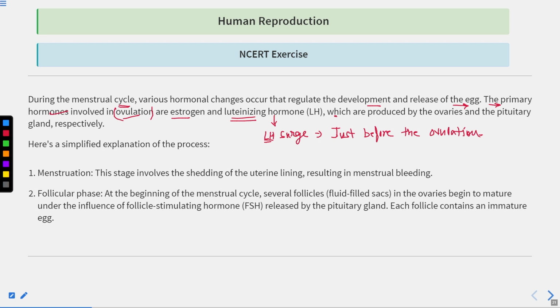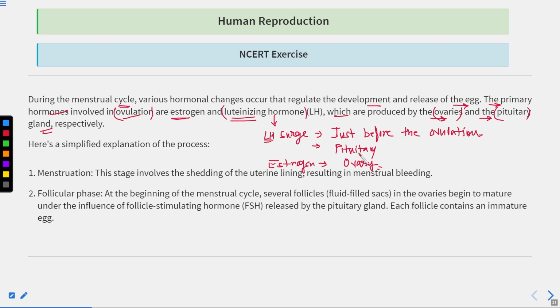Clear? Which are produced by the ovaries and the pituitary gland. So luteinizing hormone is released by the pituitary and estrogen is released by the follicles that are present in the ovaries. Clear? So LH is released by what? By the pituitary. And estrogen is released by the ovaries.